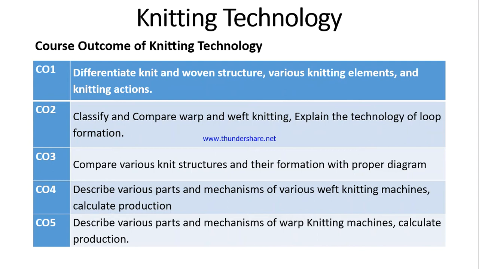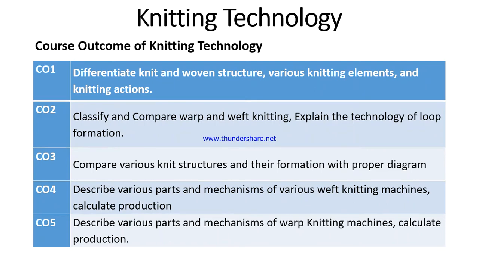This slide shows the course outcome of knitting technology. As we are approaching outcome-based education, you must know what the outcomes of this course will be. After completion of this course, you will be able to differentiate knit and woven structure, various knitting elements, and knitting action. This is course outcome 1.